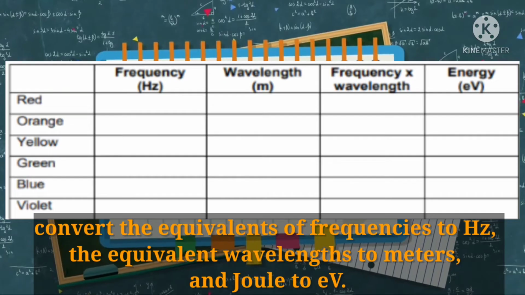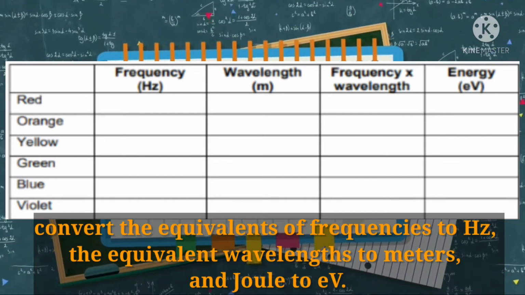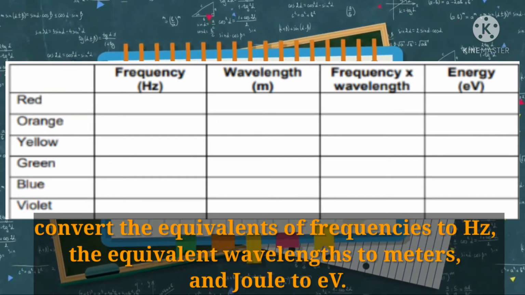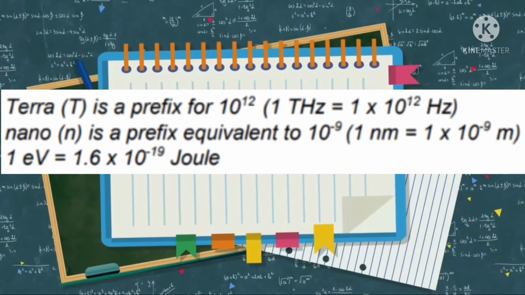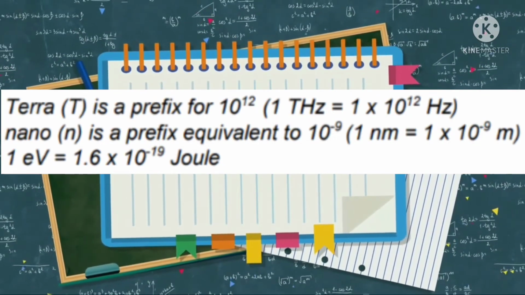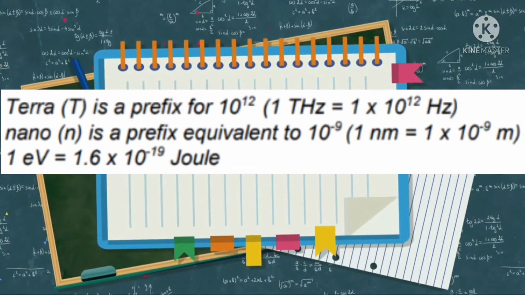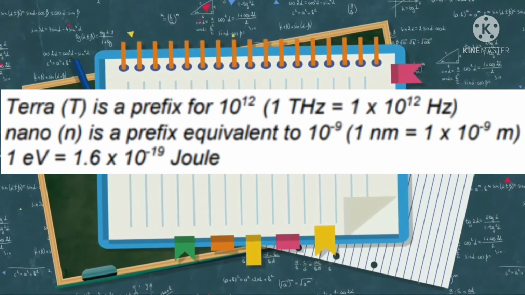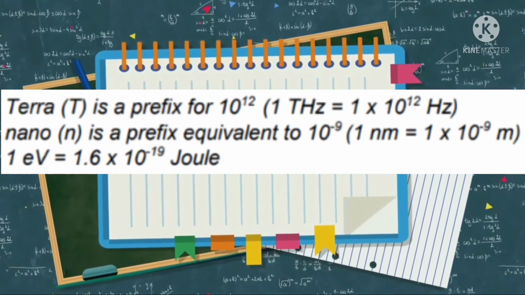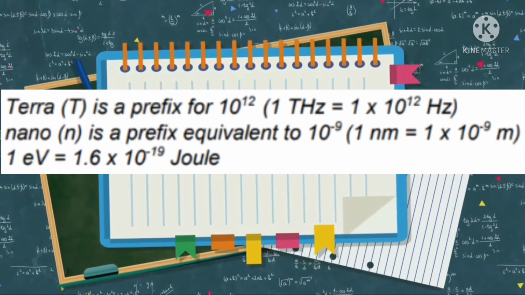Number 4, you will need to convert the equivalents of frequencies to hertz, the equivalent wavelength to meters, and joule to electron volt. Note the following equivalents. Take note that tera, or capital T, is a prefix for 10 to the power of 12. 1 terahertz is equivalent to 1 times 10 to the power of 12 hertz. Nano, or small letter n, is a prefix equivalent to 10 to the power of negative 9. 1 nanometer is equivalent to 1 times 10 to the power of negative 9 meter. 1 electron volt, on the other hand, is equivalent to 1.6 times 10 to the power of negative 19 joule.